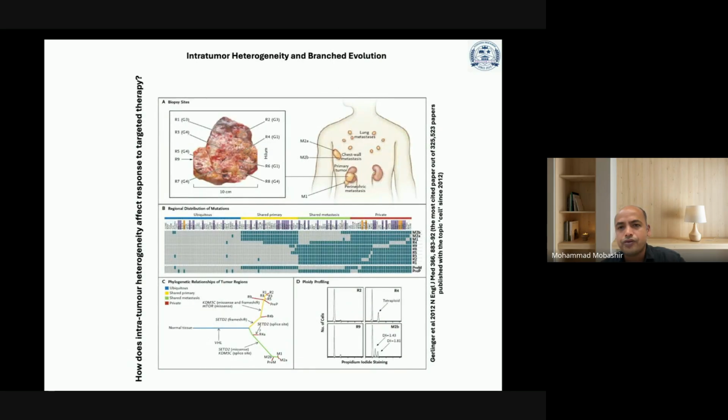This is one of the papers which was published in the New England Journal of Medicine by Gerlinger. So it is one of the best things to understand how to classify different regions of a tumor. And these R1, R2 represent tumor regions.